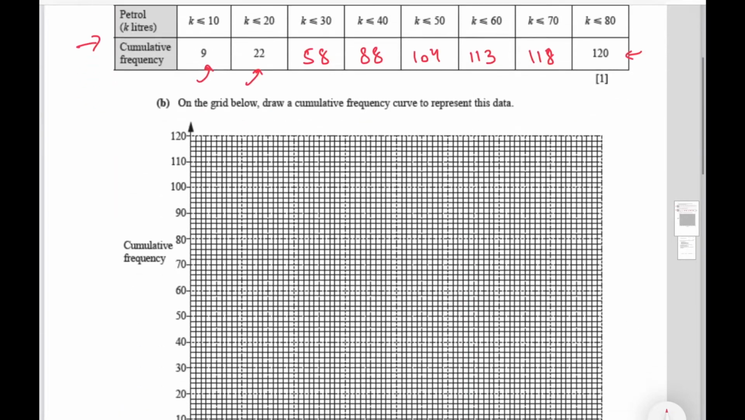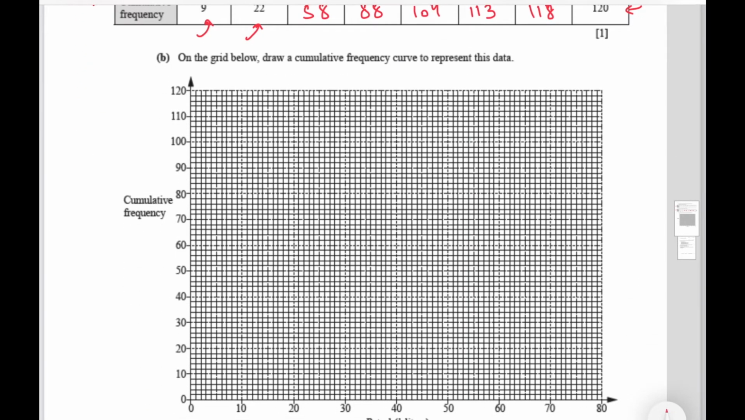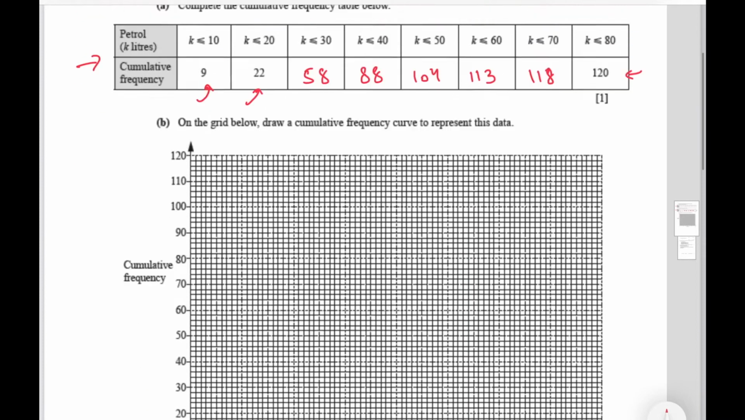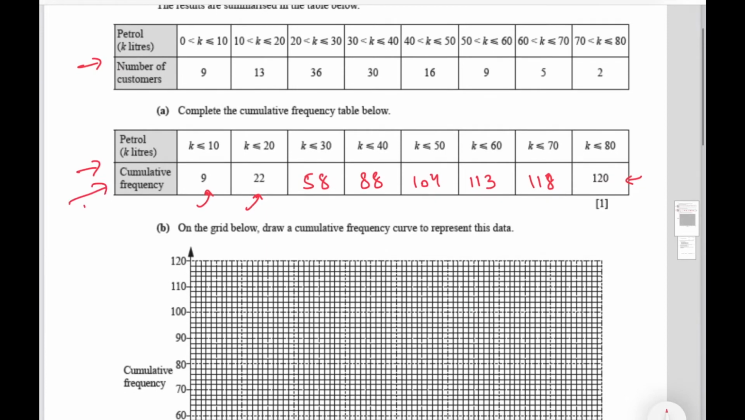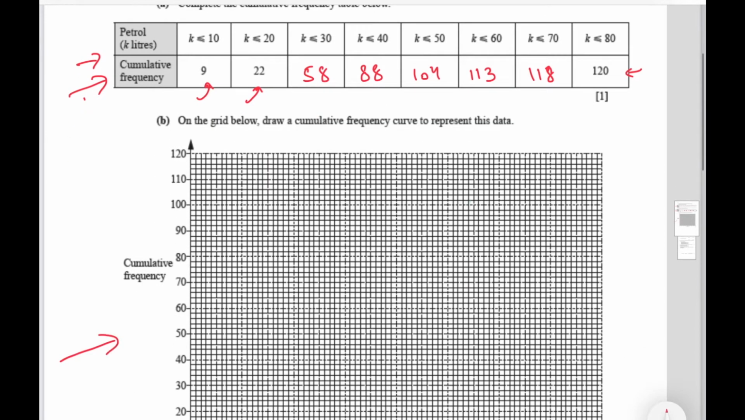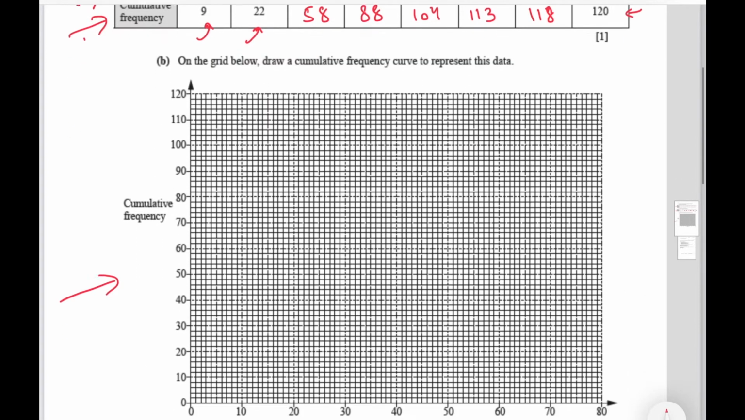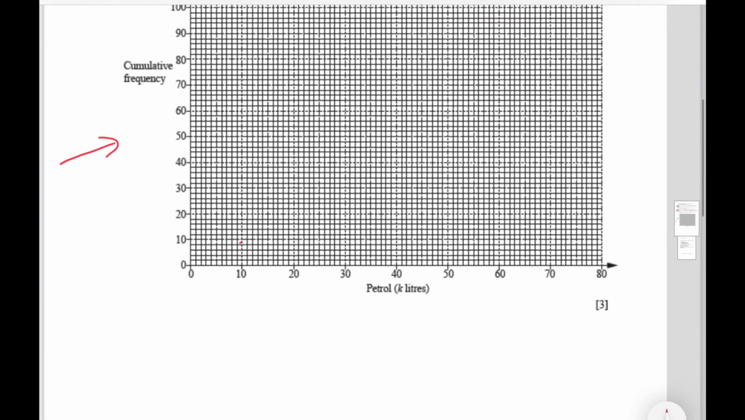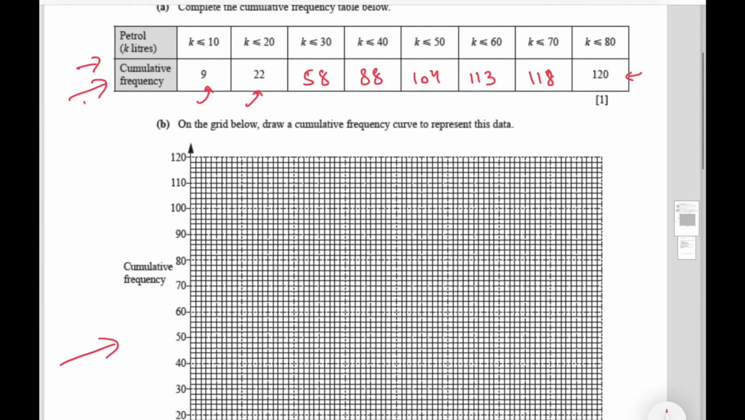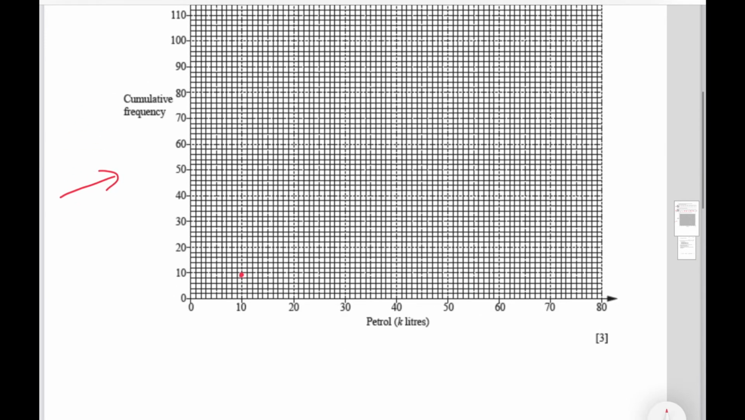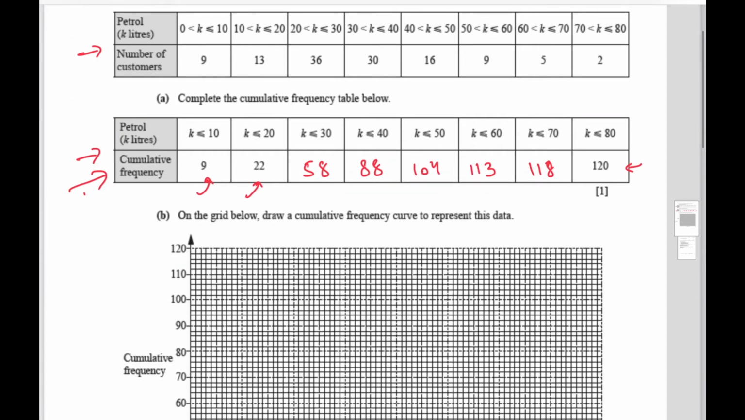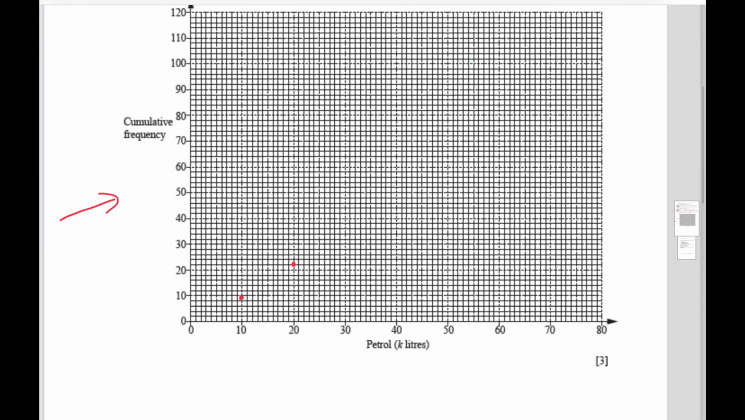Okay. The next part says on the grid below, draw a cumulative frequency curve to represent this data. So let's put down these values on this grid. The first one is 10 and 9. It is supposed to be over here. The next one is 20 and 22. That means this is supposed to be over here, if I'm not mistaken. Then it's 30 and 58, somewhere around here.